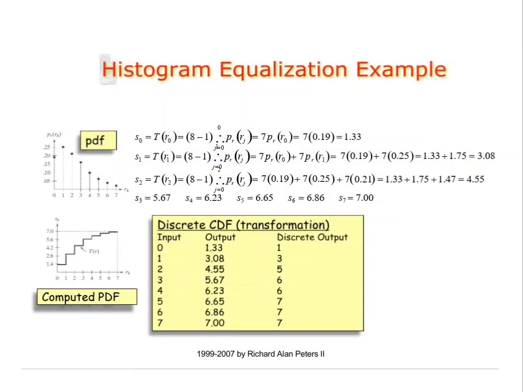We are considering its rounding nearly to 1. S1 is equal to 3.08. Therefore, we are considering the value of S1 as 3. S2 is equal to 4.45, rounding off to 5. S3 is equal to 5.67, rounding nearly to 6. S4 is equal to 6.23, rounding to 6. S5 is equal to 6.65, rounding nearly to 7. S6 is equal to 6.86, rounding nearly to 7. S7 is equal to 7, so we are considering the value 7. These are all the values of the equalized histogram.